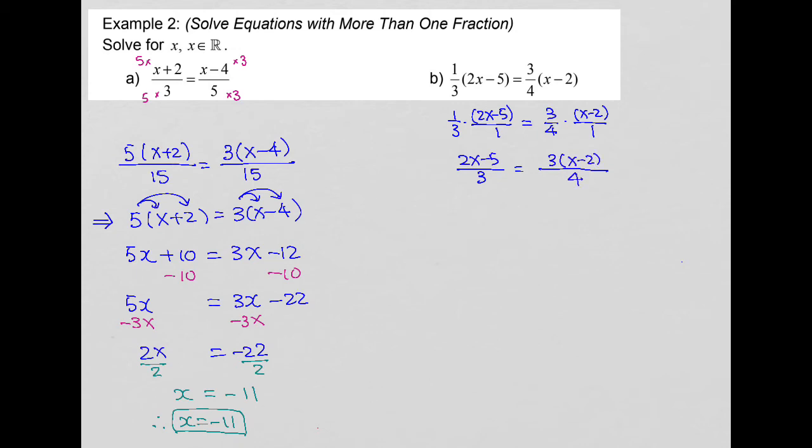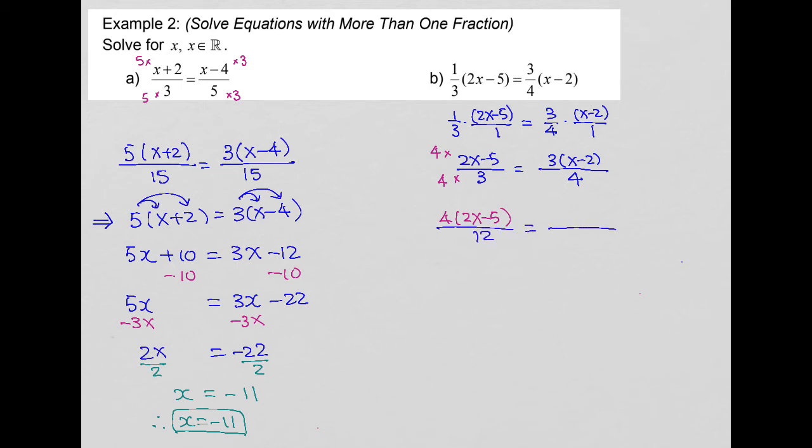And we're going to find the common denominator between those two fractions. The common denominator between them will be 12. 3 and 4, 3 times by 4 is 12. So the first fraction on the left-hand side, the denominator needs to be 12. That means I have to times by a 4. So if you times by a 4 on the denominator, that means you have to times by a 4 onto the numerator. So that becomes 4 times by 2x minus 5 equals to 12.